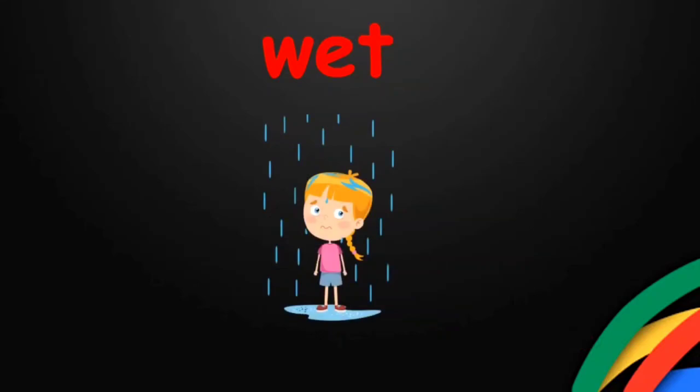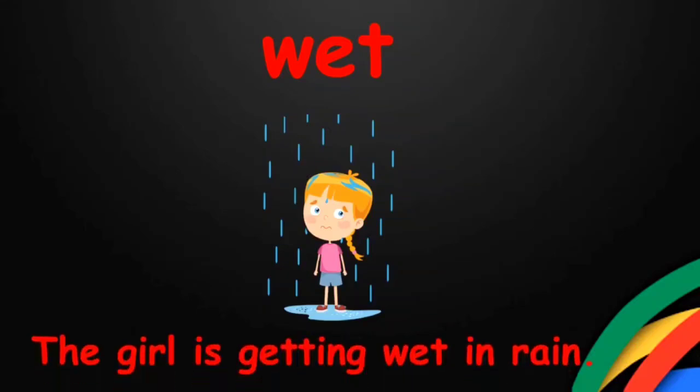The word is wet. W-E-T, wet. Wet refers to a condition when we get drenched with water. And I have used the word wet in a sentence like, the girl is getting wet in rain. You can see it is raining and the girl doesn't have any umbrella. So, she is getting wet.